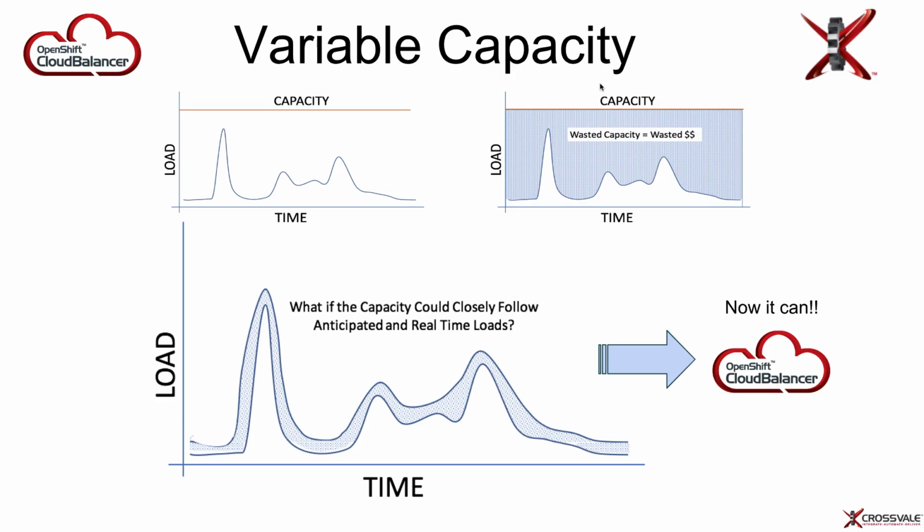Therefore, with OpenShift CloudBalancer, what we can do is monitor the actual usage and consumption of resources in the cloud based on many different patterns, rules, and different intake methods, and decide in real time how much capacity is needed for a given OpenShift cluster. This allows us to model much more closely to our consumption curve and therefore save money.